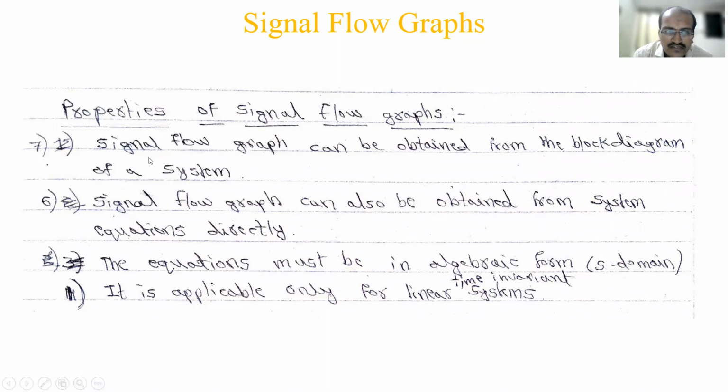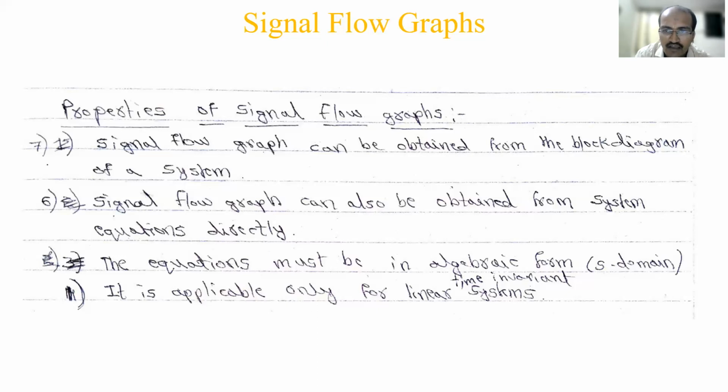The seventh or last property of a signal flow graph is that it can be obtained from the block diagram of a system also. If a block diagram is given and block diagram reduction rules are not mentioned, you find the transfer function C of S by R of S by the block diagram reduction technique only if they mention it. If it is not mentioned, in some other exam, not a VTU exam, or real-time problems, why go for that when you have the advantage of the signal flow graph? So you write the signal flow graph of that block diagram and apply whatever rules are applicable here. That is what the seventh property says.